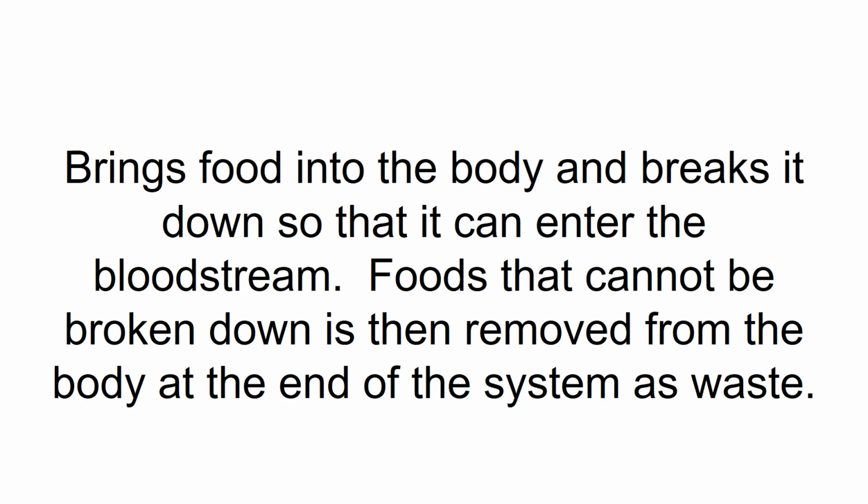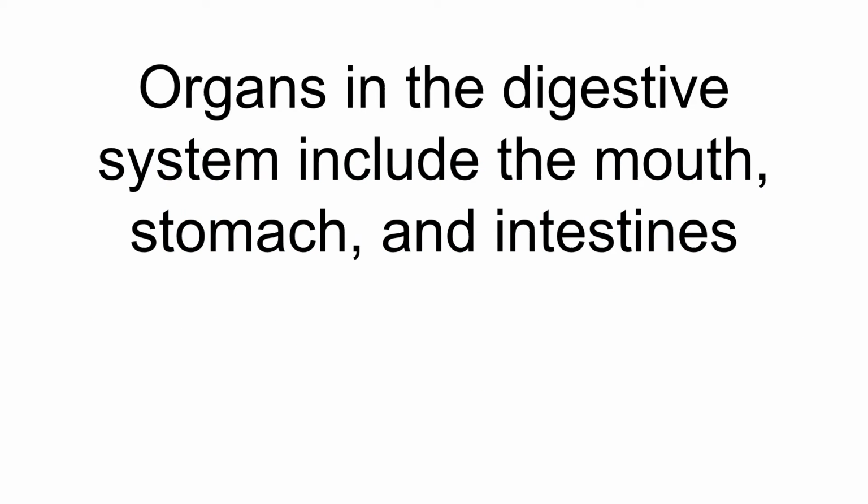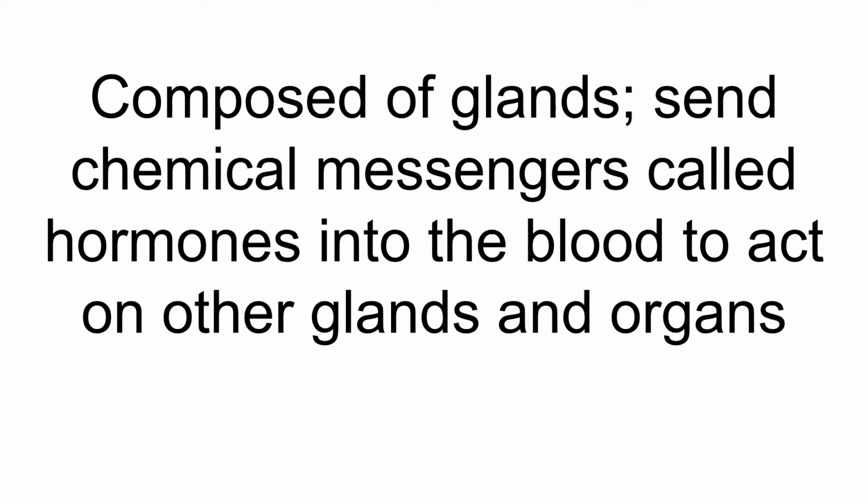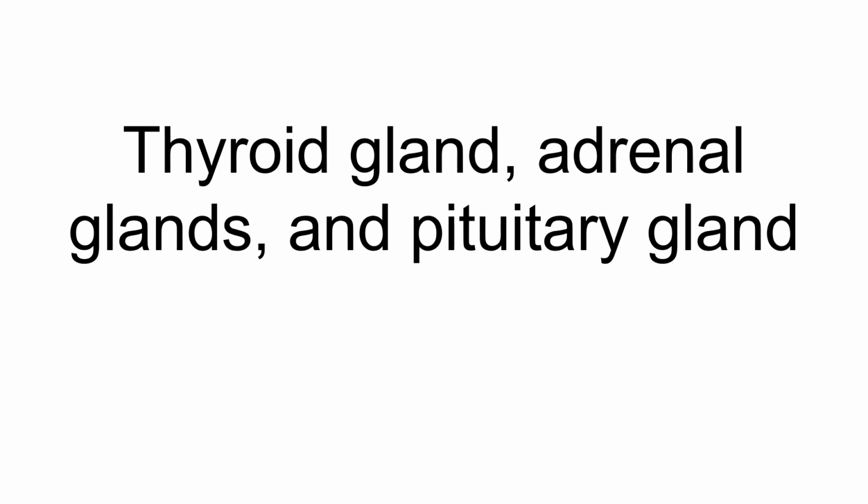Then we have our digestive system that brings food into the body and breaks it down so that it can enter the bloodstream. Foods that cannot be broken down are then removed from the body at the end of the system as waste. Organs in the digestive system include the mouth, stomach, and intestine. Endocrine system is composed of glands. They send chemical messengers called hormones into the blood to act on other glands and organs. Examples of endocrine glands are thyroid gland, adrenal gland, and pituitary gland.